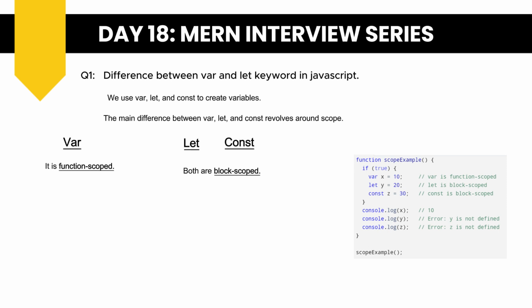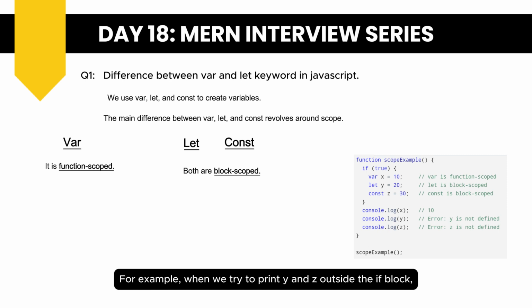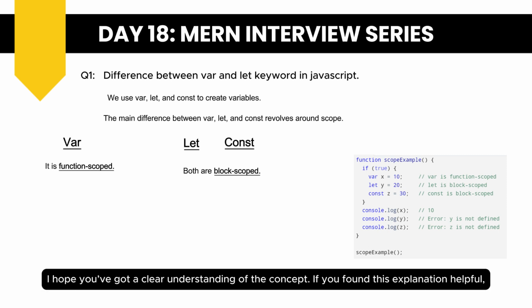On the other hand, let and const are block scope. This means that they are limited to the block they are declared in, like inside a curly bracket. If we try to use a let or const variable outside of the block where it was created, we will get an error. For example, when we try to print y and z outside the if block, an error occurs, which shows that let and const are block scope. I hope you have got a clear understanding of this concept.